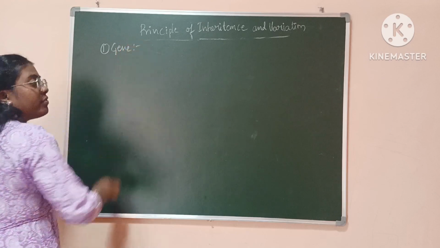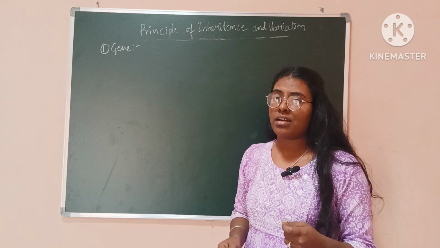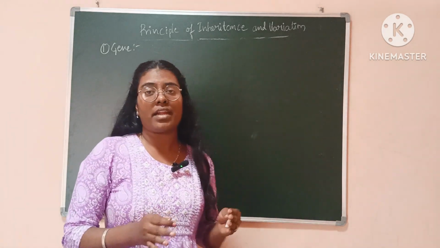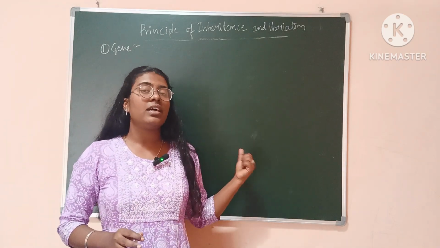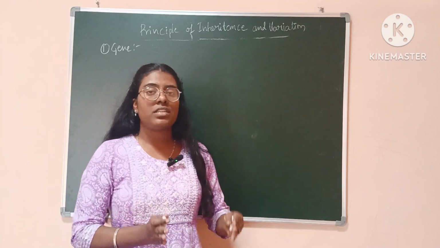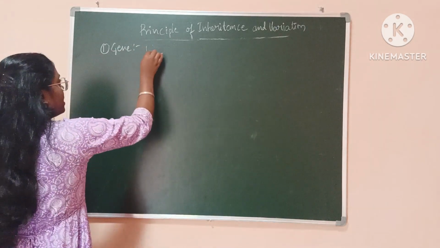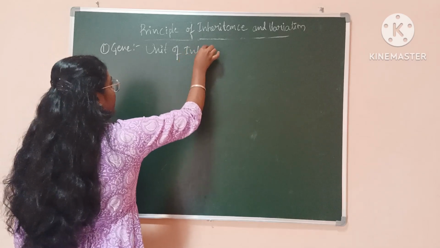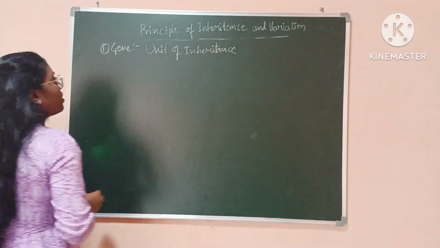So, what is the meaning of gene? Gene is the unit of inheritance. We already discussed the meaning of inheritance, right? The process of transferring characters from one generation to the next generation is called inheritance. So here the gene will play that role of transferring characters from one generation to the next generation. Hence the definition of gene is: it is a unit of inheritance.